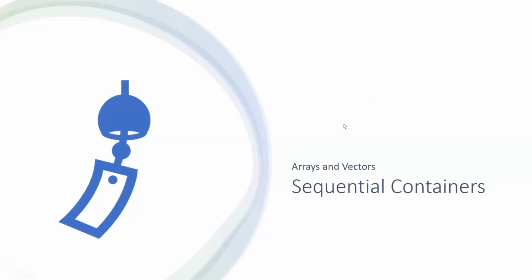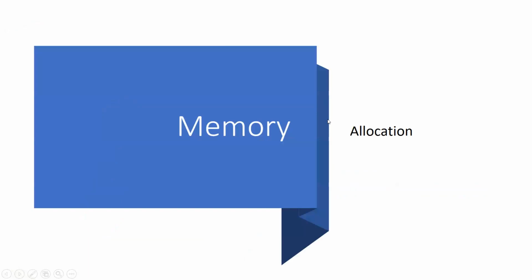I'm going to talk about sequential containers, right? Specifically in C++, we're going to deal with arrays and vectors in this course. So, first thing we're going to talk about is memory and how it's allocated.